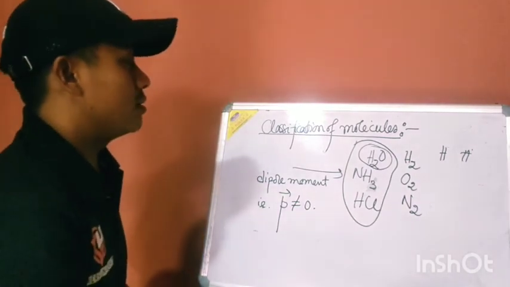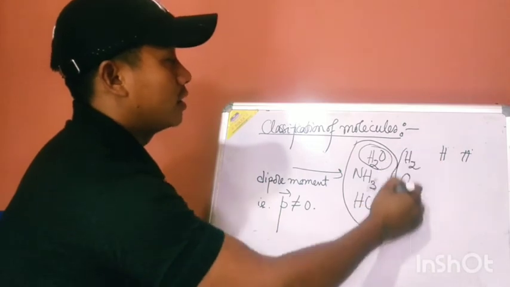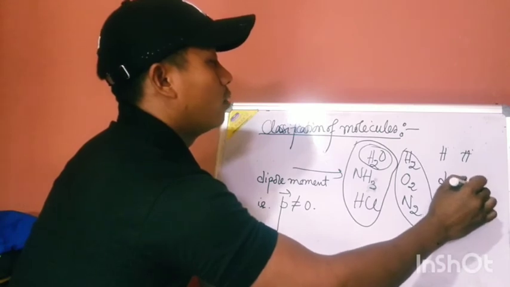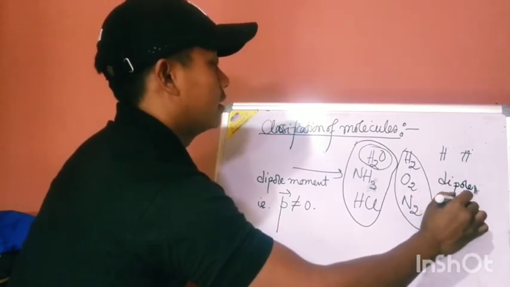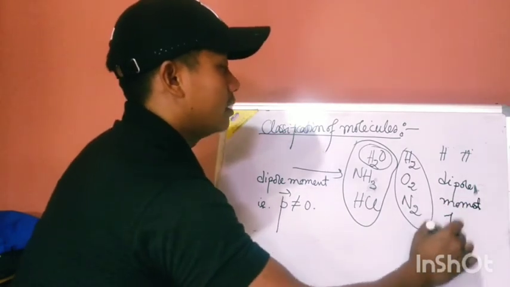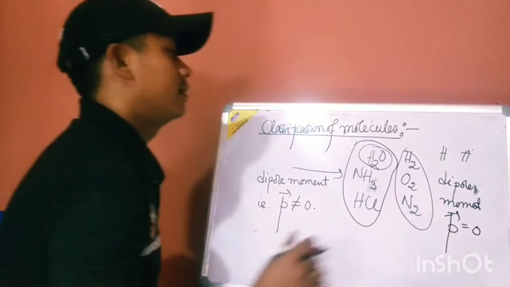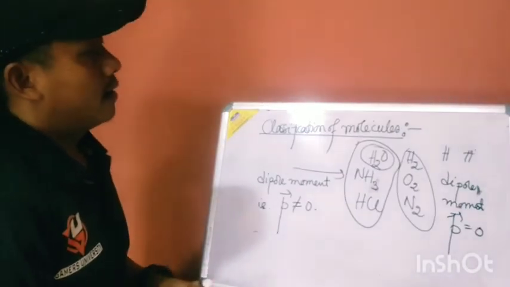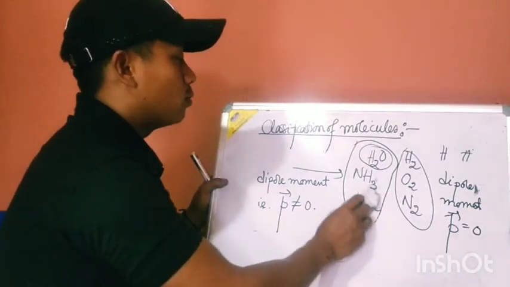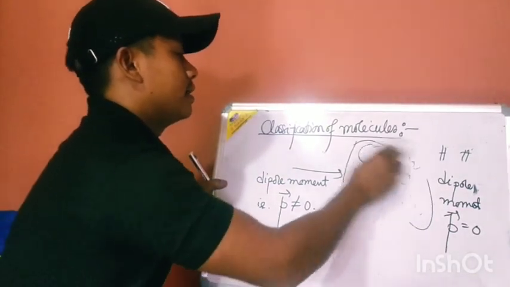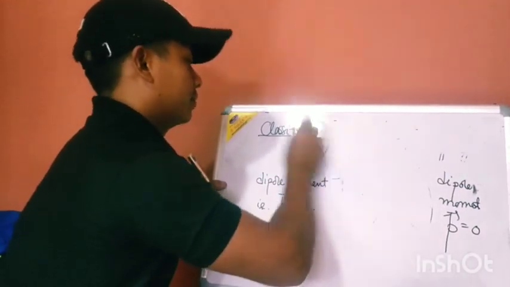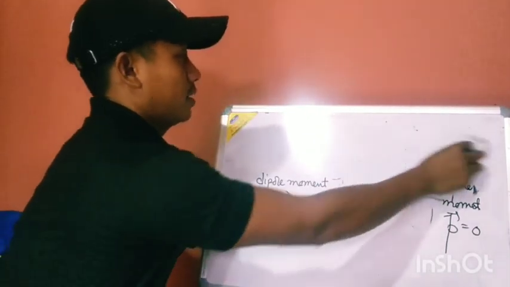However, in case of hydrogen, oxygen, nitrogen, etc., this dipole moment will not be there. How does this classification come about? Let us see. Why does the dipole moment become 0 in some of the molecules, and why is it not 0 in some of the molecules?